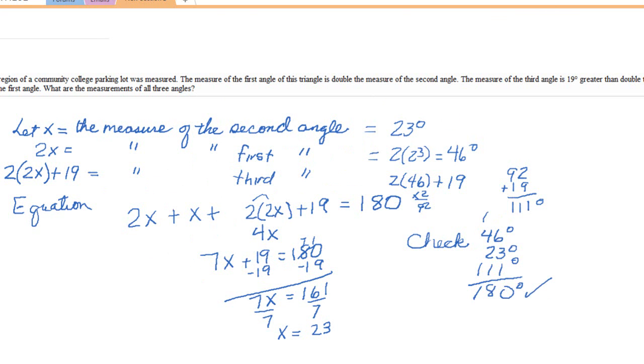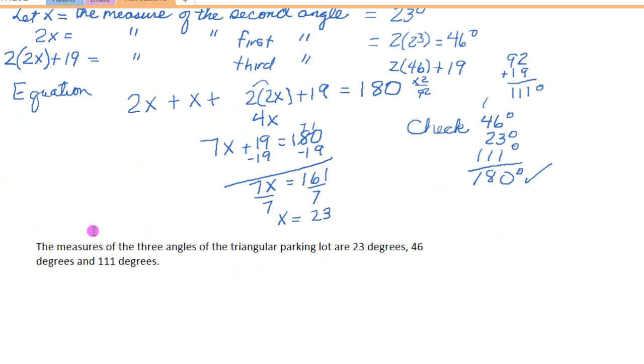So here's your conclusion statement. The measures of the 3 angles of the triangular parking lot are 23 degrees, 46 degrees, and 111 degrees. Sorry about that. I don't have a degrees symbol, so I had to write out the word. Okay, hope that helps.